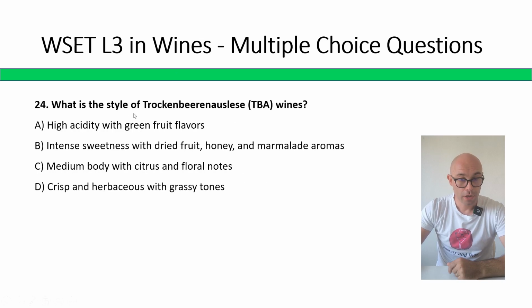What is the style of Trockenbeerenauslese TBA wines? High acidity with green fruit flavors, intense sweetness with dried fruit, honey, and marmalade aromas, medium body with citrus and floral notes, crisp and herbaceous with grassy tones. And the correct answer is B, intense sweetness with dried fruit, honey, and marmalade aromas.